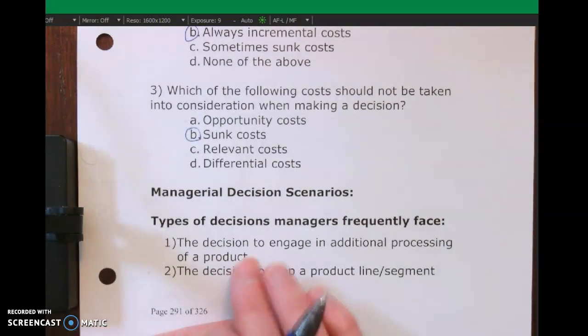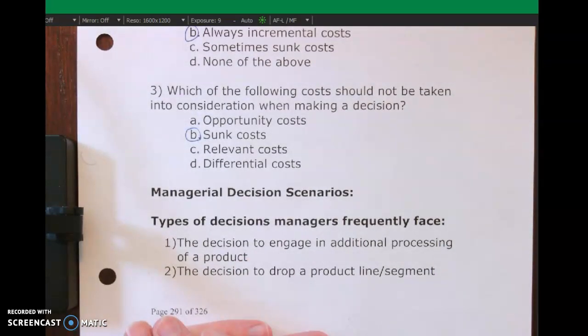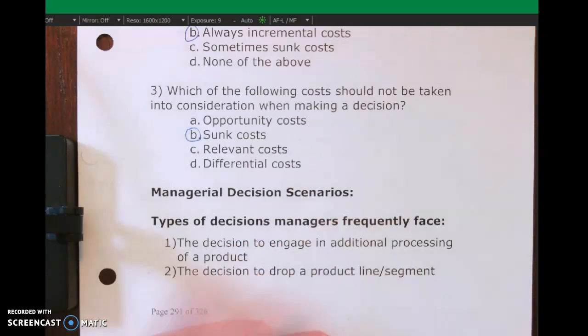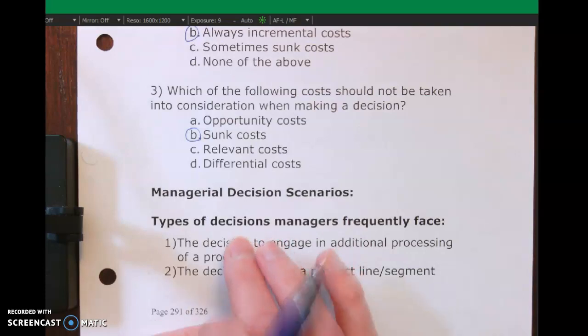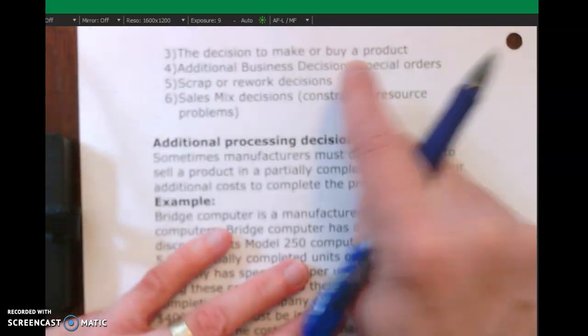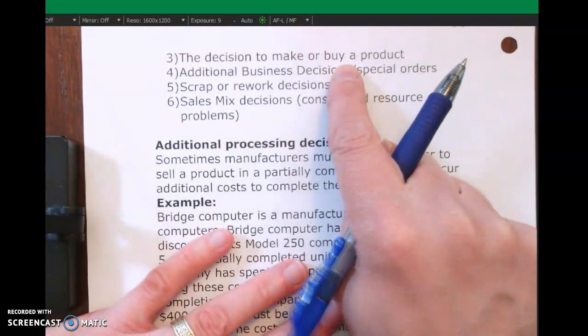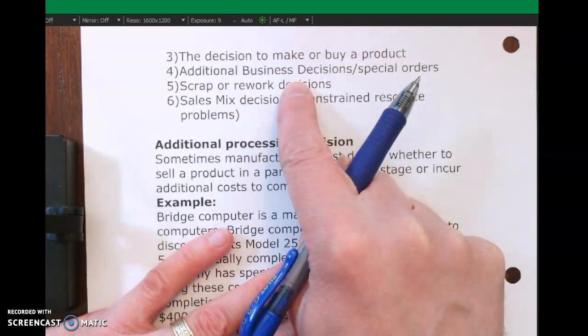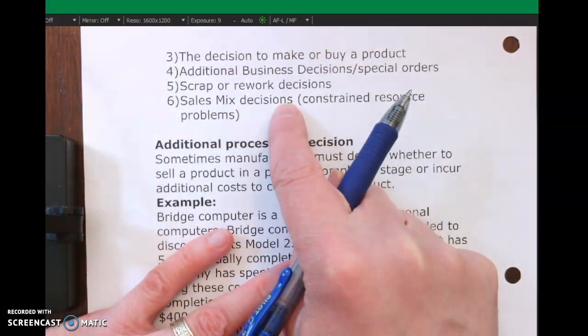The first one would be, should we engage in additional processing of a product? And we will go through each one of these. Not in this lecture video, but in additional lecture videos. We'll do this one in this lecture video. The decision to drop a product line is another decision that managers often face, the decision to make or buy a product, special orders, scrap or rework products, and then also about which products should we make first.